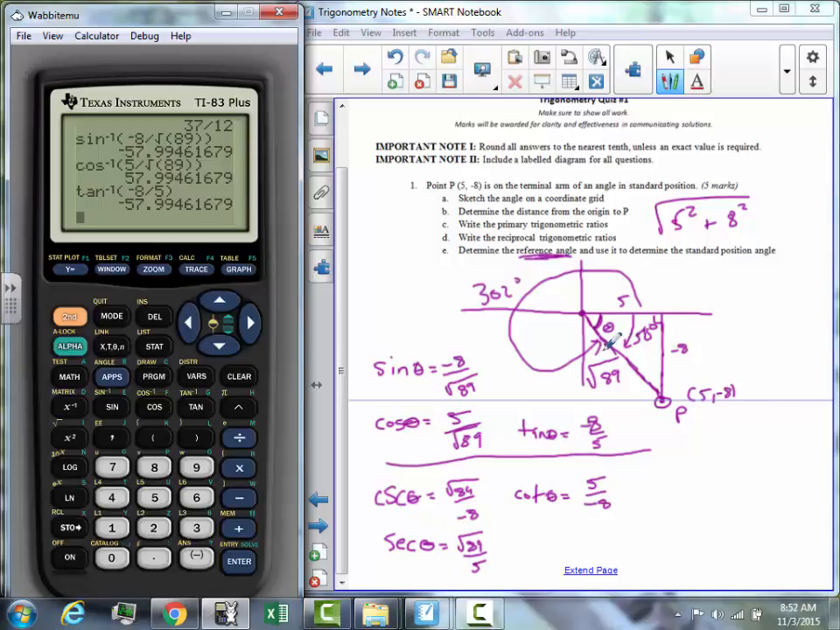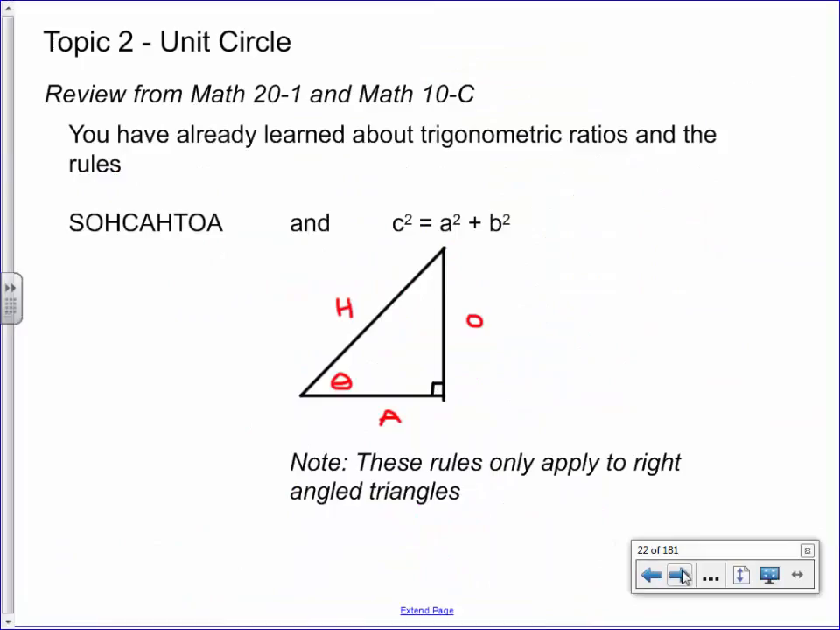All right, today we're going to do similar stuff, only we're going to do it in radians. So, okay, some review slides again, but we've already done a little bit of this. SOHCAHTOA, c² = a² + b². Do you guys remember these rules? Clearly, it seems.